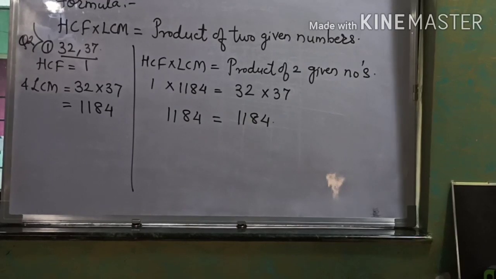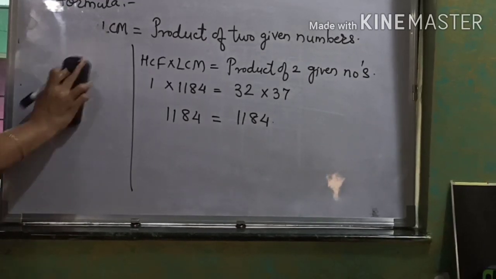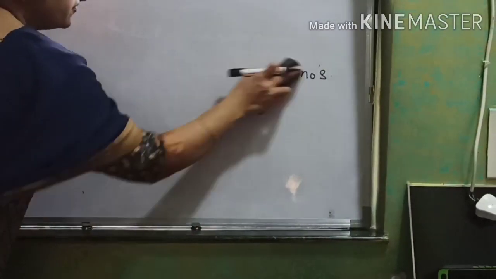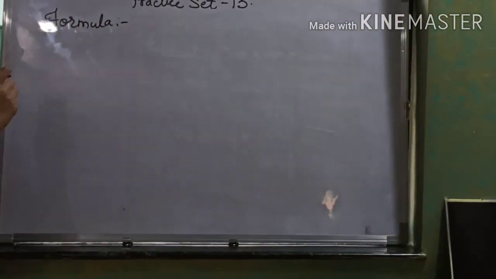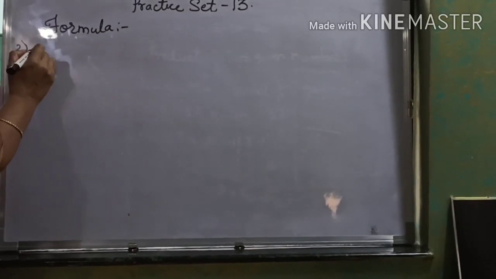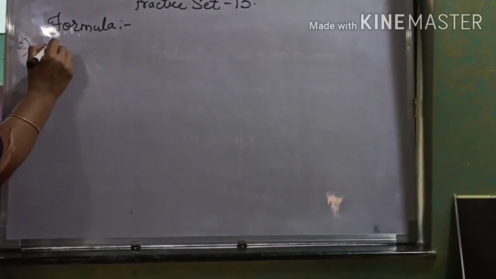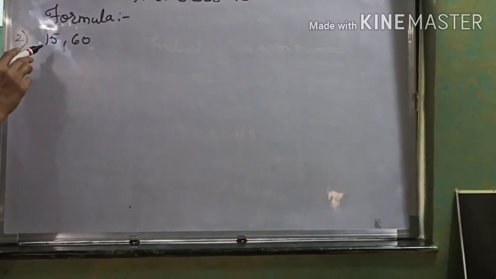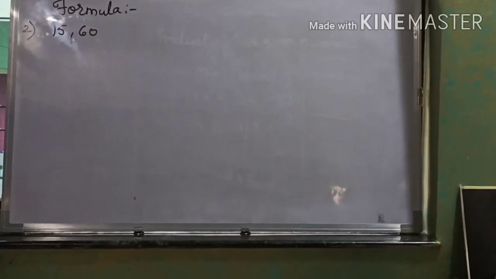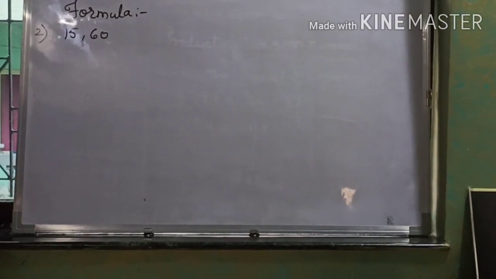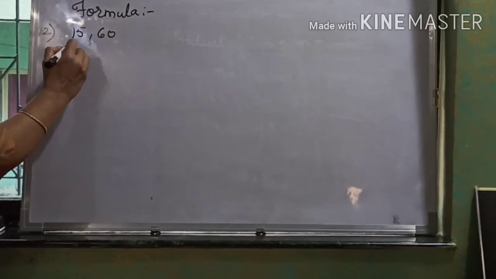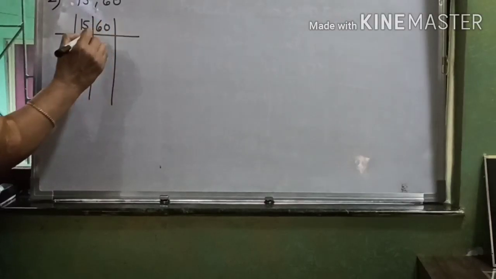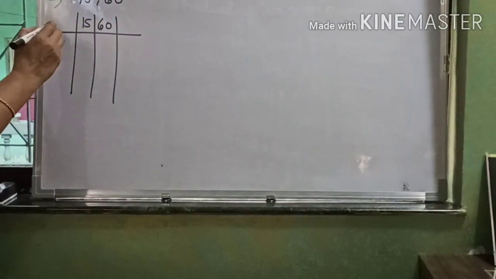So one more sum we will be solving from this question number 2. And 60. So these two numbers, first you will find HCF and LCM, and then you have to substitute in those formula. So for finding the HCF, we will write in vertical arrangement.